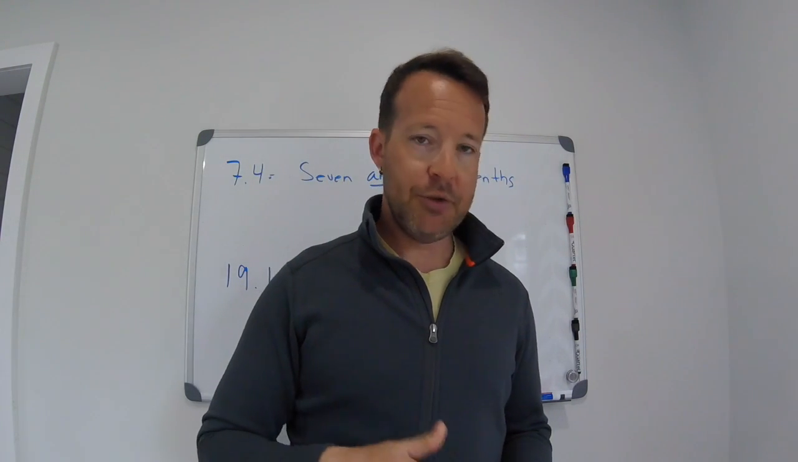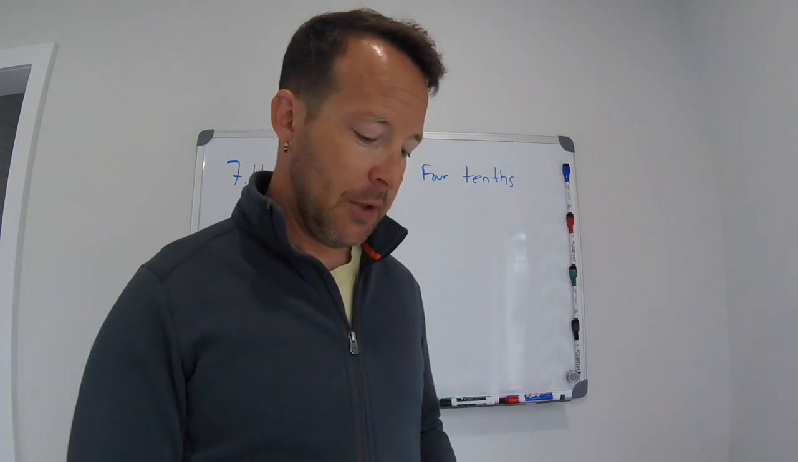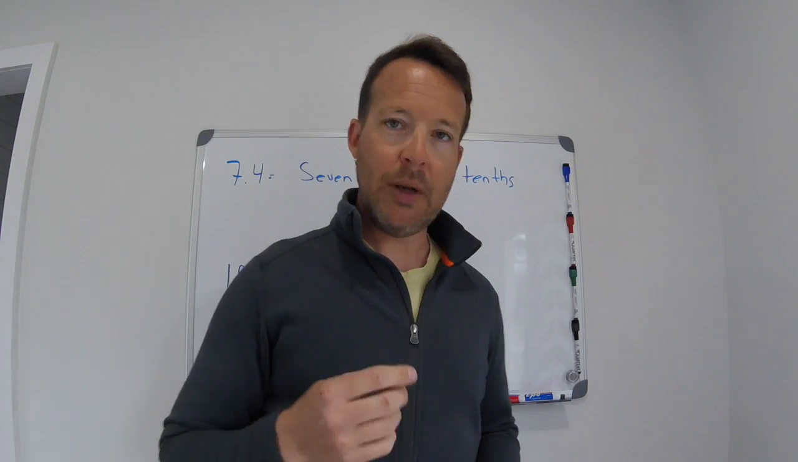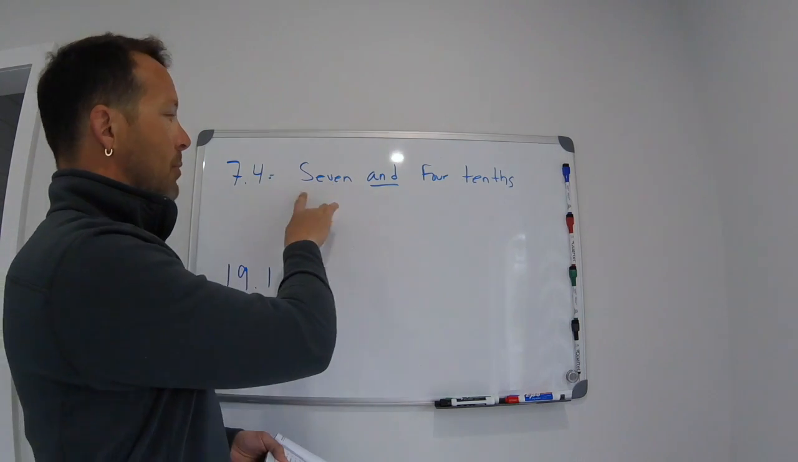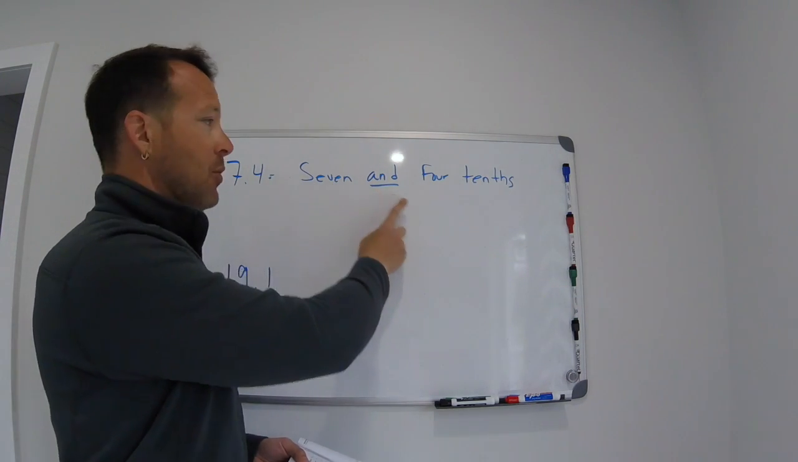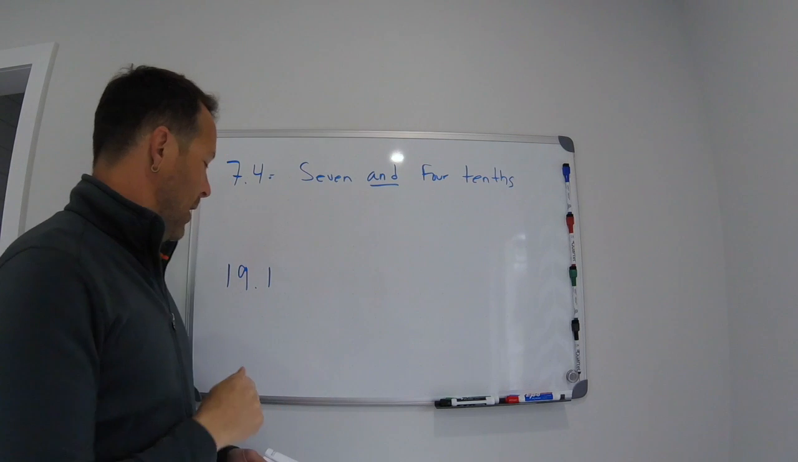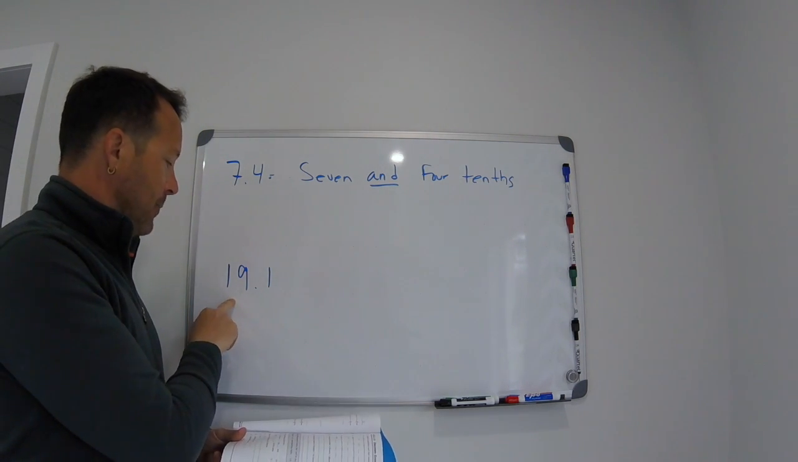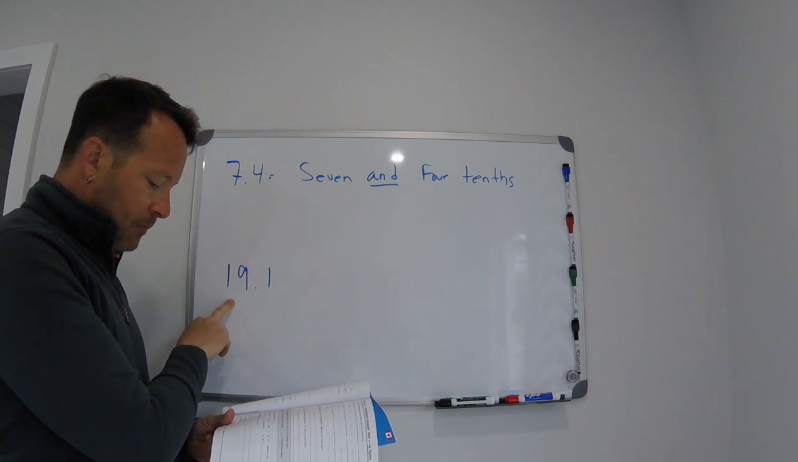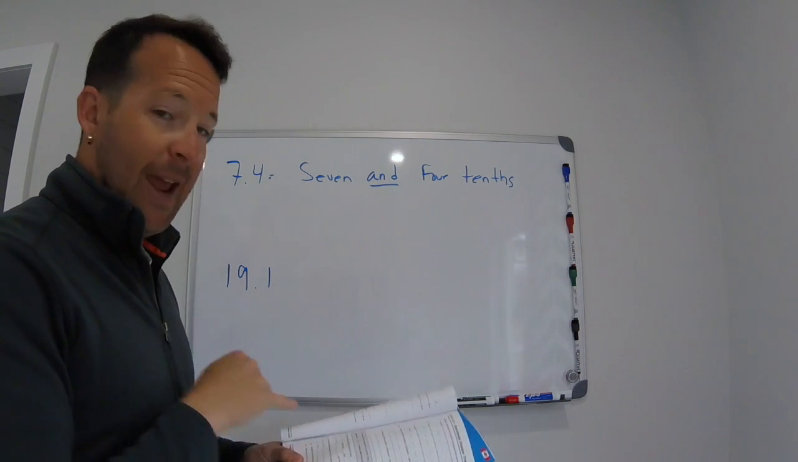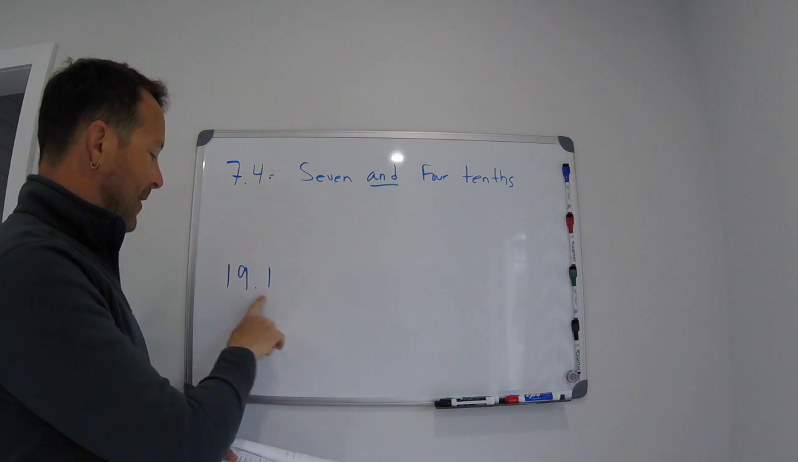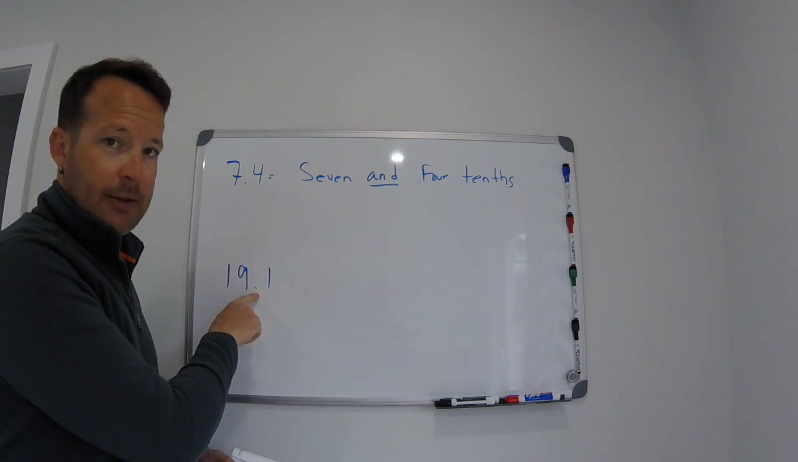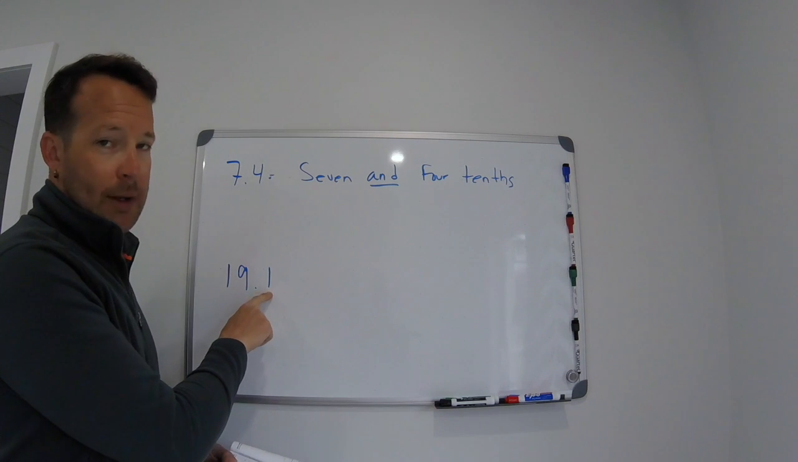Question 4 wants you to write out the word or the decimal. So question 4A is 7.4, and so I wrote it out here. It'd be 7 and, that's the decimal, 4/10. And then question 4C gives you 19.1 as the answer. So it's 19 and 1/10, and you would write that as 19 point, the decimal, that's the "and", 1/10.